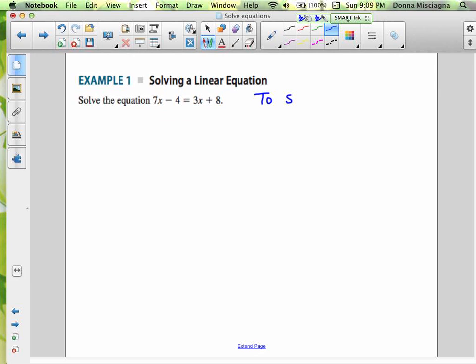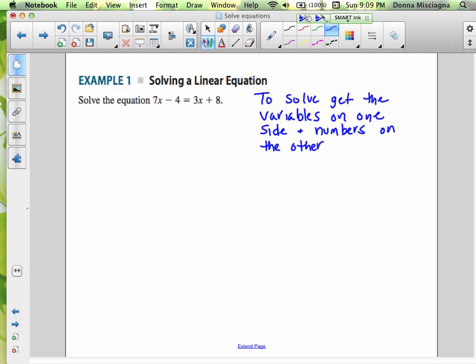So to solve, get the variables on one side, and this should be review. And the numbers on the other side. I like to start with the variables, and I try to keep the variables positive. So in other words, I subtract the smaller one from the larger one. All right, so that means I'm going to subtract 3x from both sides.